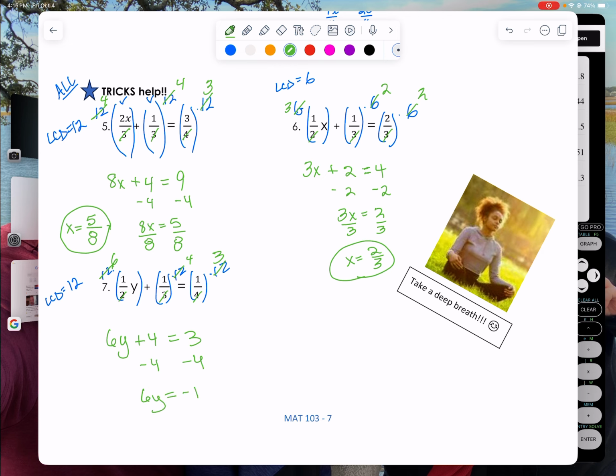So I get 6y is negative 1/2. And then when I divide by 6, I get negative 1/6.